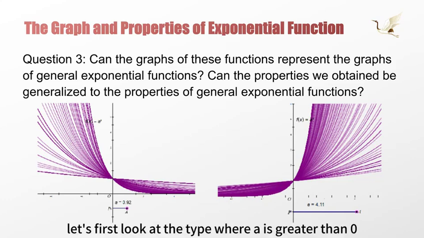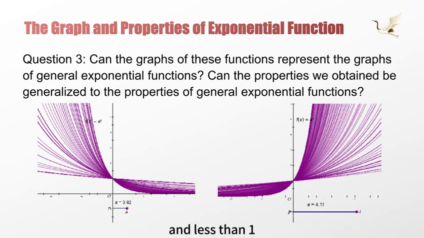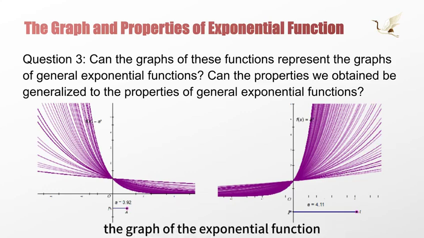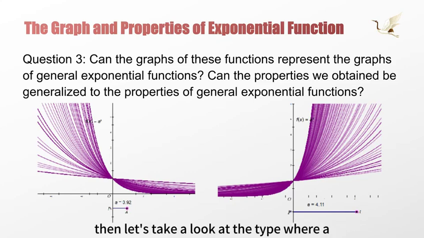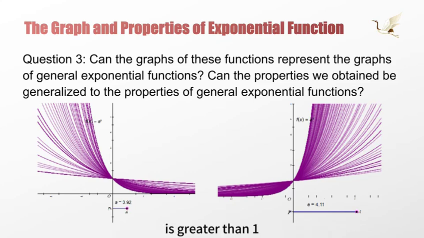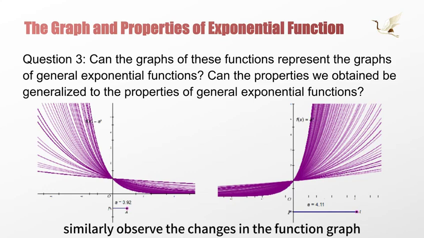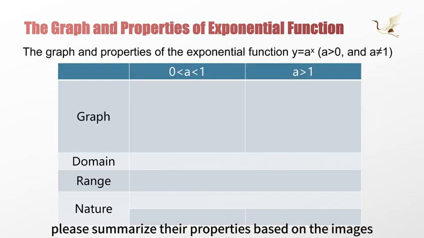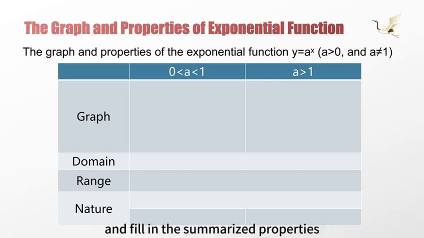Let's first look at the type where a is greater than 0 and less than 1. I will change the value of a. Please observe the graph of the exponential function. You will find that the graph is always above the x-axis. Then let's look at the type where a is greater than 1. Similarly, observe the changes in the function graph. Please summarize their properties based on the images and fill them into the table below.